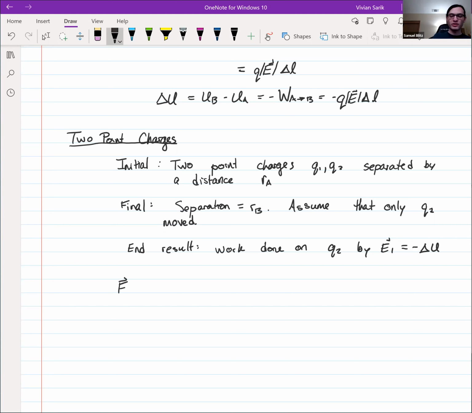So let's compute the work done, or the force on Q2. That is the force from E1, the electric field created by charge 1, by Q1. So the force on Q2 is just Q1 times Q2 divided by 4 pi epsilon naught r squared, in the r hat direction.